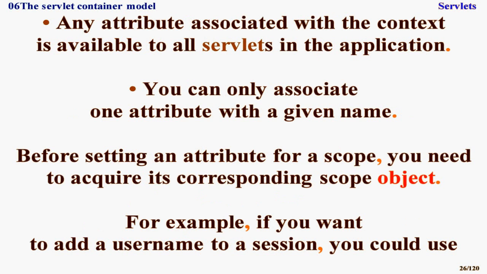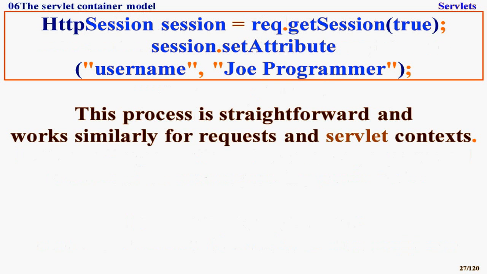Before setting an attribute for a scope, you need to acquire its corresponding scope object. For example, if you want to add a username to a session, you could use HttpSession session = request.getSession(true); session.setAttribute("username", "Joe Programmer"). This process is straightforward and works similarly for requests and servlet contexts.